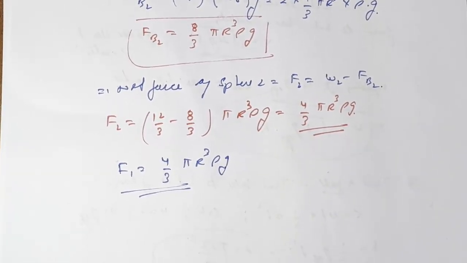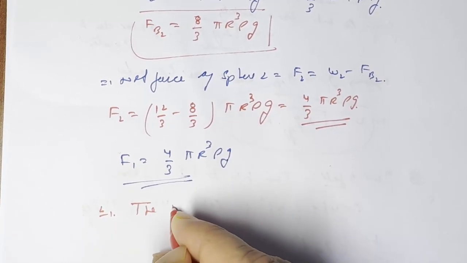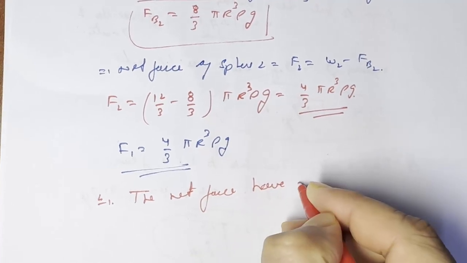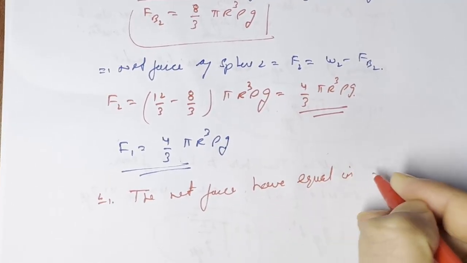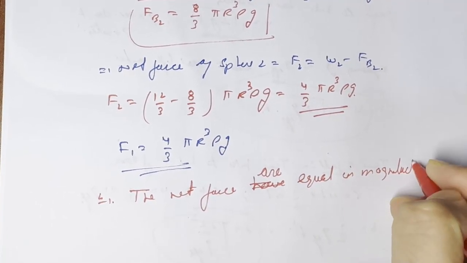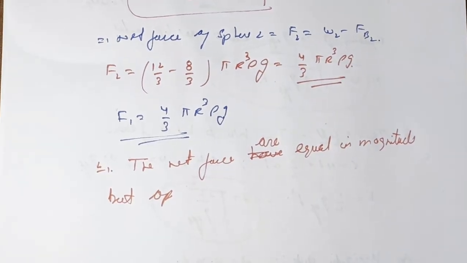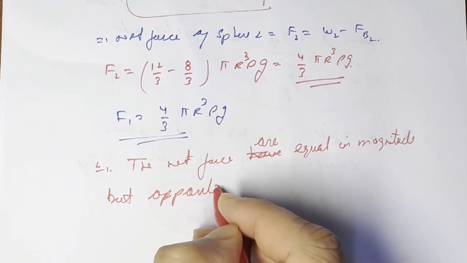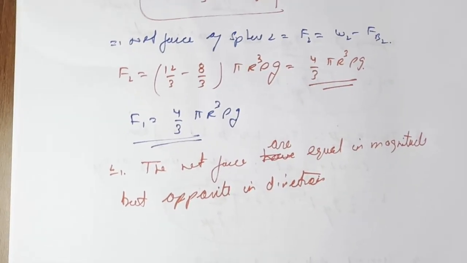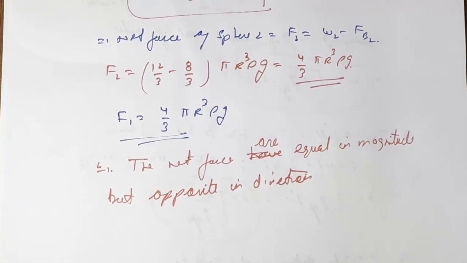So from here we can draw one important conclusion, that the net forces are equal in magnitude but opposite in direction.